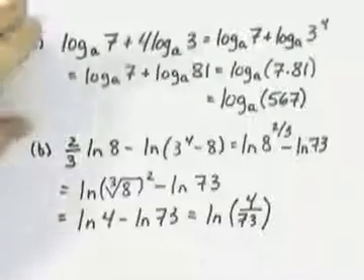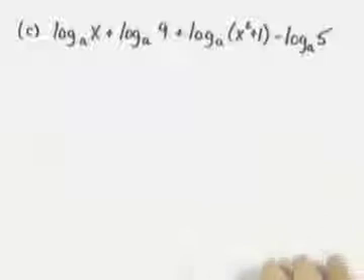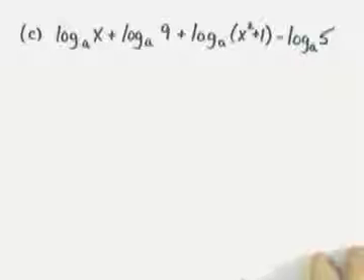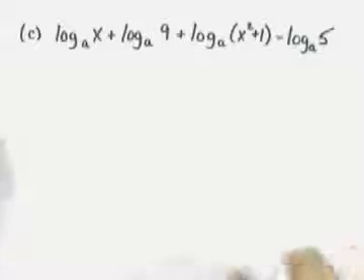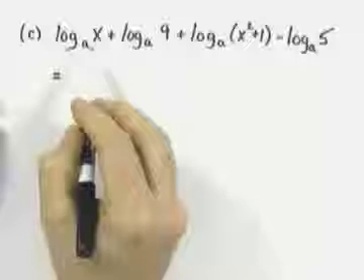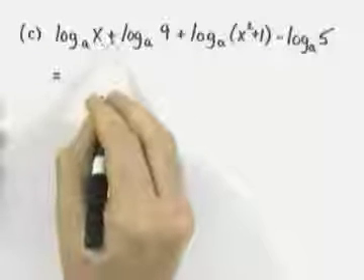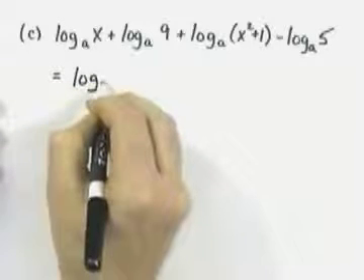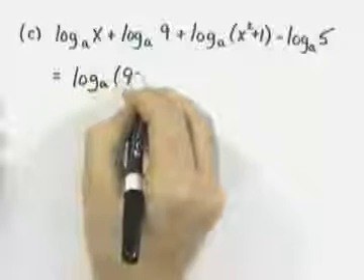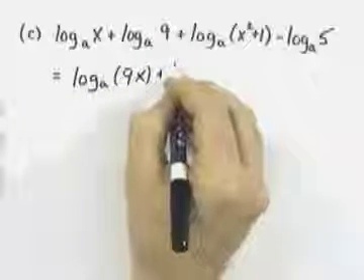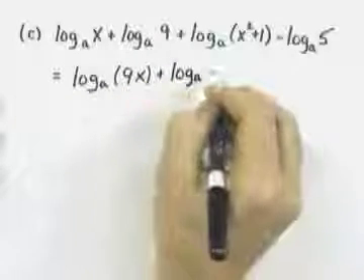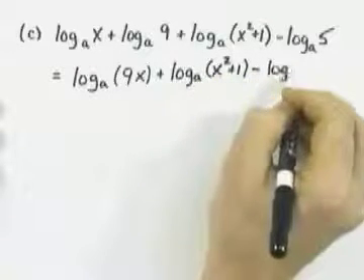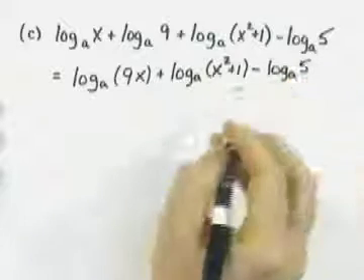Let's do one more example. In this last example, we have a lot of stuff here. What we're going to do is work our way from left to right in this problem. So for starters, I have log base a of x plus log base a of 9. That can be written as log base a of 9 times x, then plus log base a of x squared plus 1 minus log base a of 5.